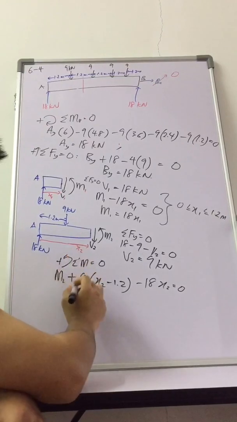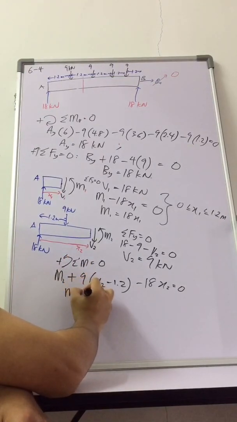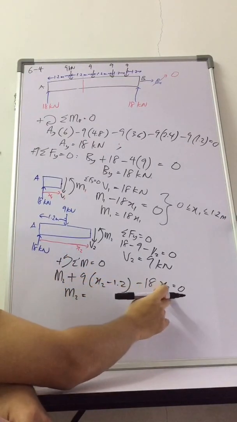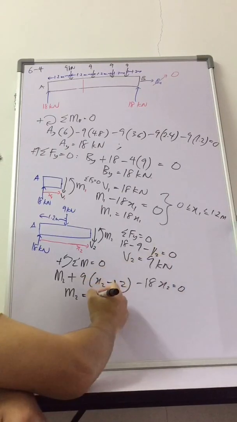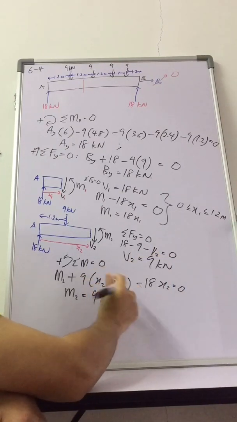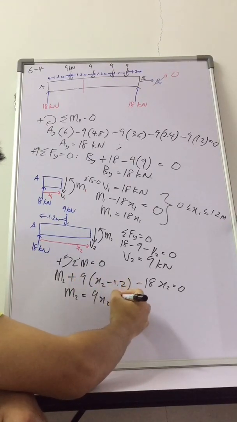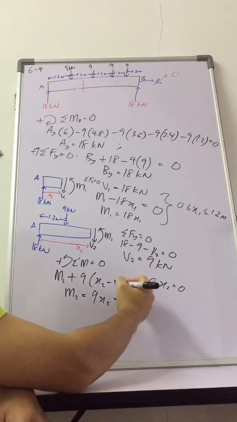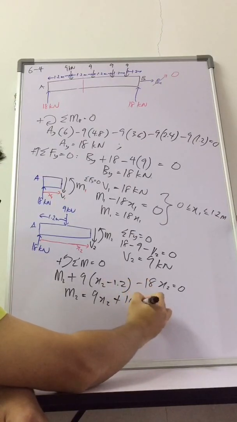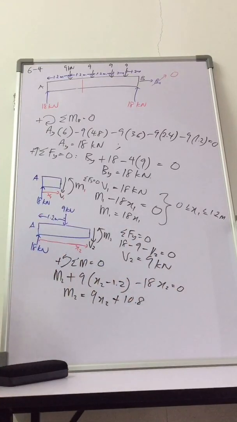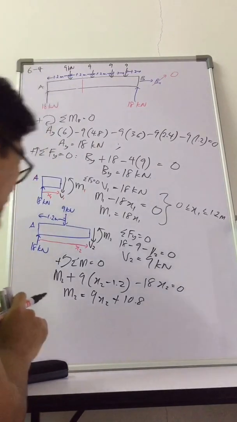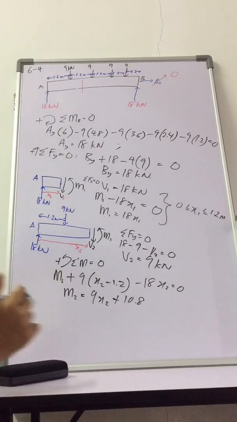So if you rearrange this, then M2 will be 18X2 minus 9X2 will be 9X2 plus 10.8. Alright, check. Okay, 10.8. Okay, so this is the equation.